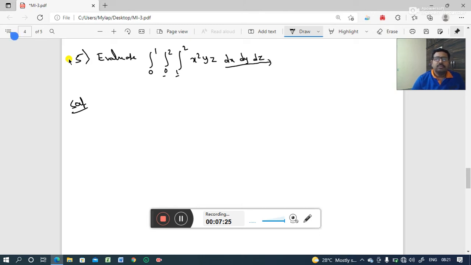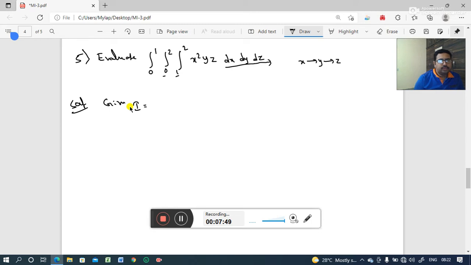Okay, so first they have given dx dy dz. It means first we are integrating with respect to x, then with respect to y, then with respect to z. Okay, this is the order of integration. So now let's integrate.